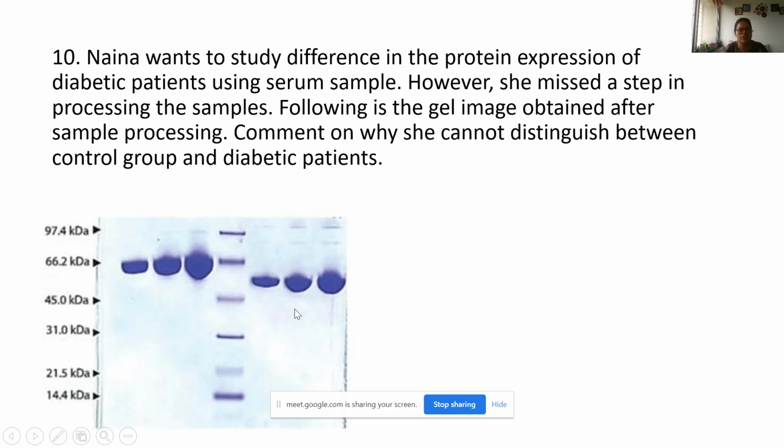If you can see here, there's no difference. It's almost similar. She's getting big bands across all the gels. These are big bands, and she's not getting the proteins that are different. So any reason for this?